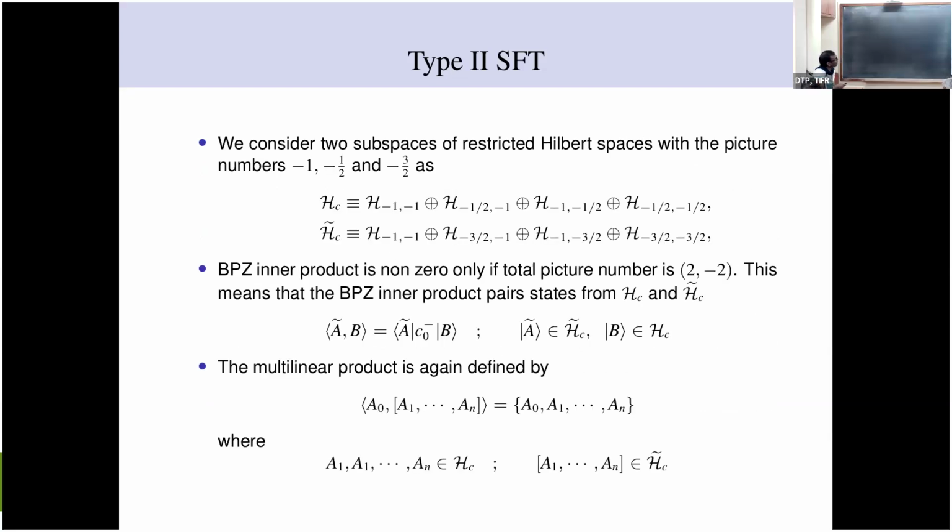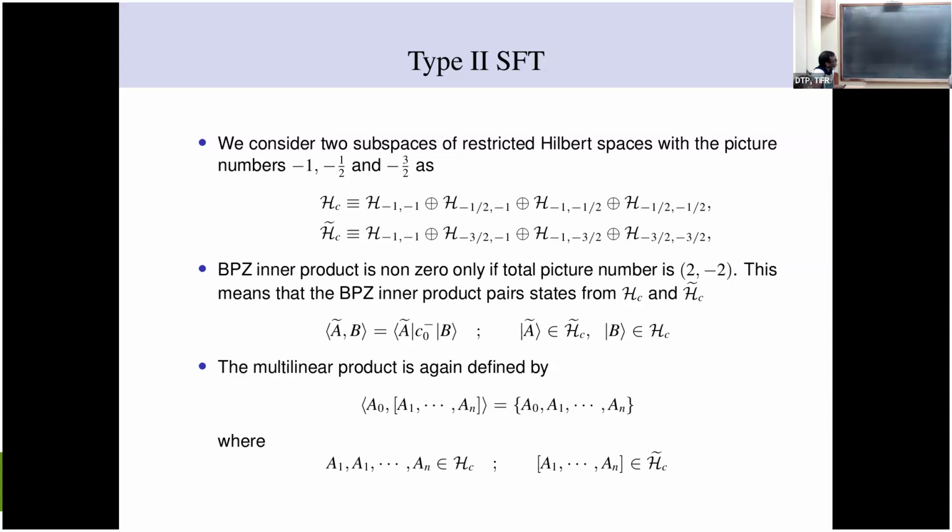So now we can consider these two subspaces of this restricted Hilbert space, with picture number -1 and then -1/2, -3/2. So H_c will now be all states. These represent all your four sectors. So H with -1 means states in NS-NS, and then R-NS, but with R picture number -1/2 and so on. So you have all these four sectors with picture number -1/2 denoted by H_c, and then you have H tilde c with picture number -3/2 in the R sector. This is the way you decompose your Hilbert space.